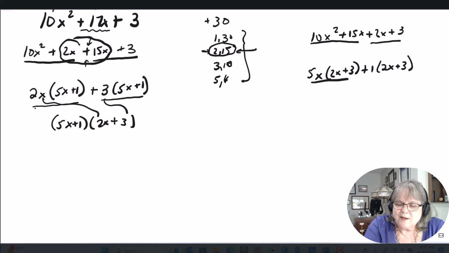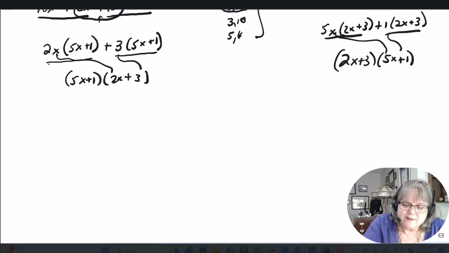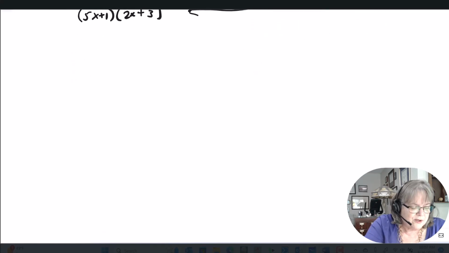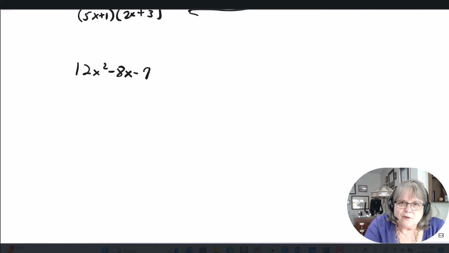And you would go, what's in common in the front and the back? 2x plus 3, leaving you this 5x and this 1, which is the same as this, just switched around, which is that commutative property of multiplication. So y'all can stop this next problem and see how you're doing, and then come back and check. But we're going to go through the list.